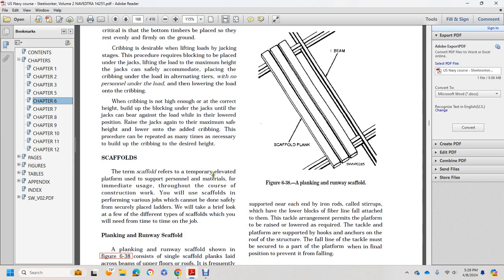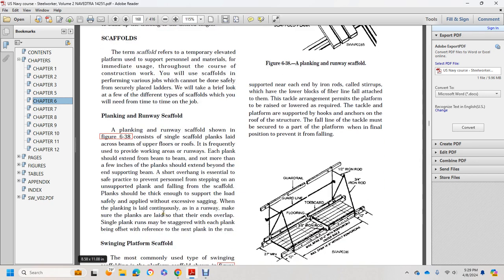Scaffolding. The term scaffold refers to a temporary elevated platform that supports personnel and material for immediate usage throughout the course of the construction work. Usually on scaffolds personnel perform various jobs which cannot be done safely from ladders. We will take a brief look at the different types of scaffold which are needed from time to time on the job.